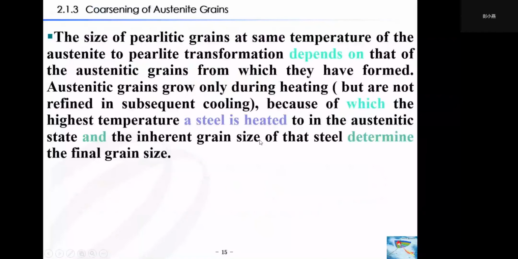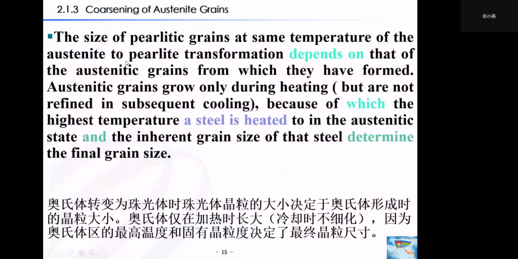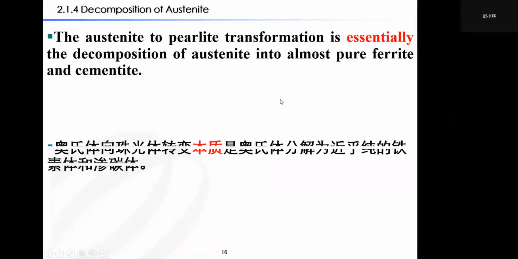Okay, and the size of perlite grains at same temperature of the austenite to perlite transformation depends on that of the austenite grain from which they have formed. And the austenite to perlite transformation is essentially the decomposition of austenite into almost pure ferrite and cementite.